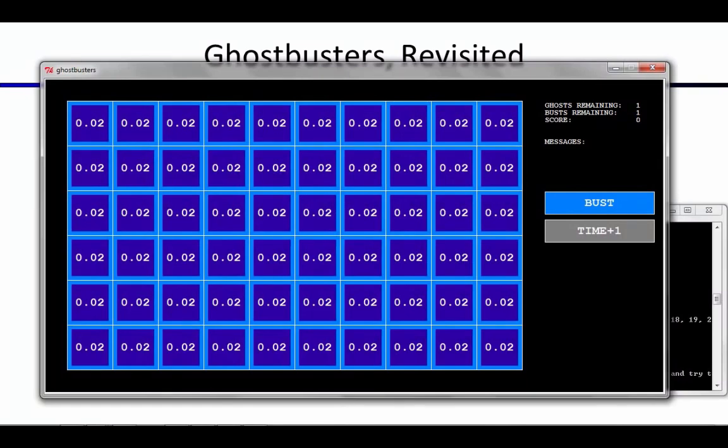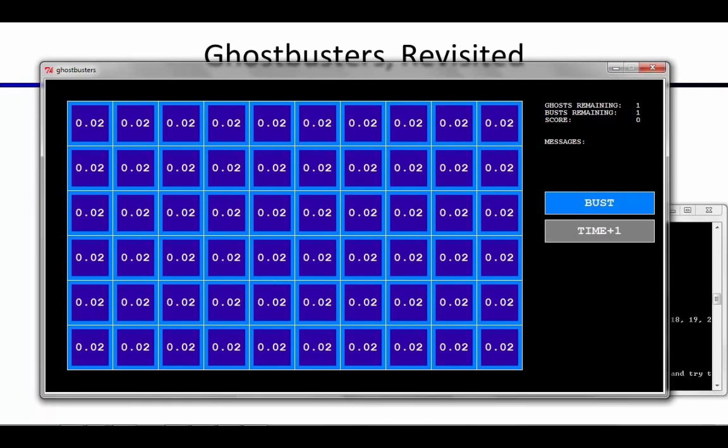Right? So we're supposed to find the ghost. The ghost is somewhere in one of these squares. We don't know where. We can sense. When we sense, we get a color measurement. That color measurement is some noisy indication of where the ghost might be. And then based on that, we might be able to find the ghost and then bust when we think we know where the ghost is.